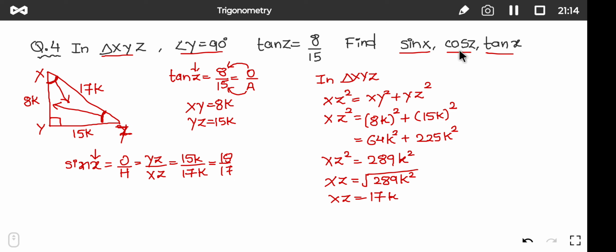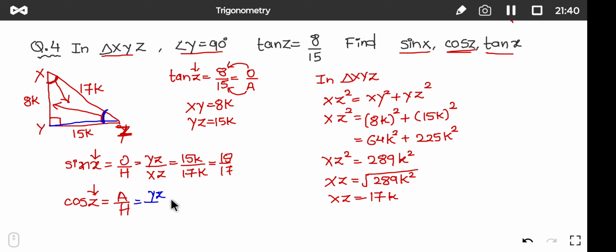Similarly, we can find out the remaining part, that is cos z. So cos z is nothing but adjacent upon hypotenuse, but from the angle z. So our z angle is here. So adjacent side of the angle z, which is yz, divided by hypotenuse, which is xz. So yz is 15k upon xz, which is 17k hypotenuse. So k and k will get cancelled, so answer is again 15 by 17.